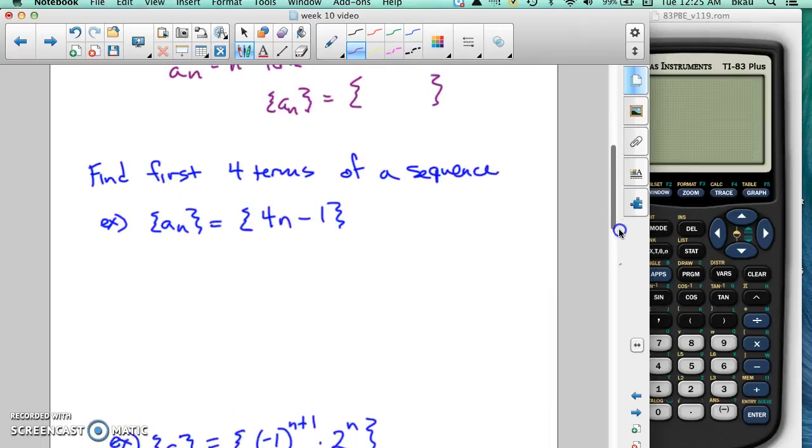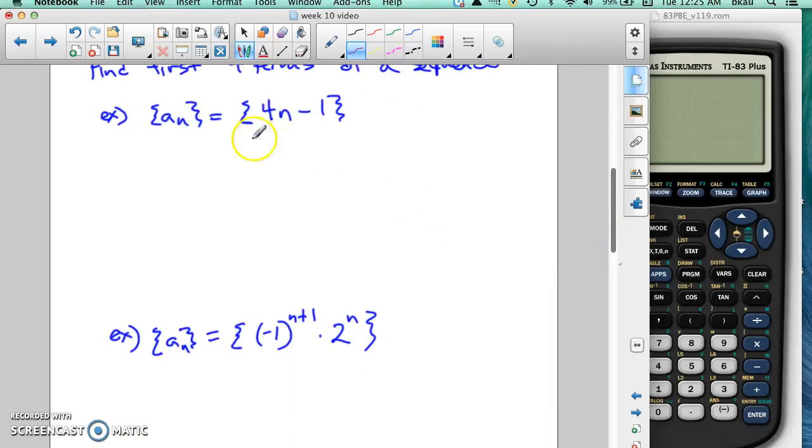First, we're just going to look at finding the terms from a rule. So this is our rule, a sub n. This is our set notation rule. It's a set of all values. This is the set notation for the rule. So that means that if we wanted to put a sub 1 in there, then what we would do is 4 times 1 minus 1 here. We'd put 1 in for n. So a sub 1 is 3. So my first term on this sequence is 3.